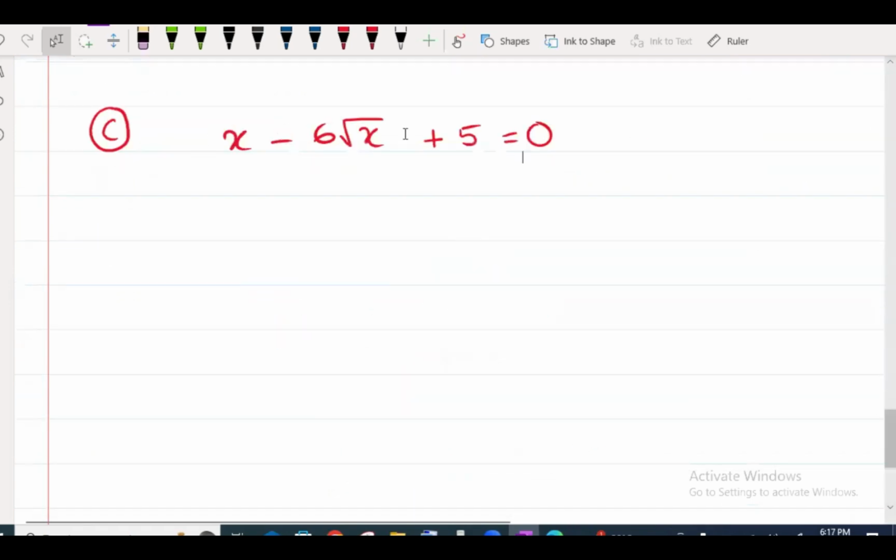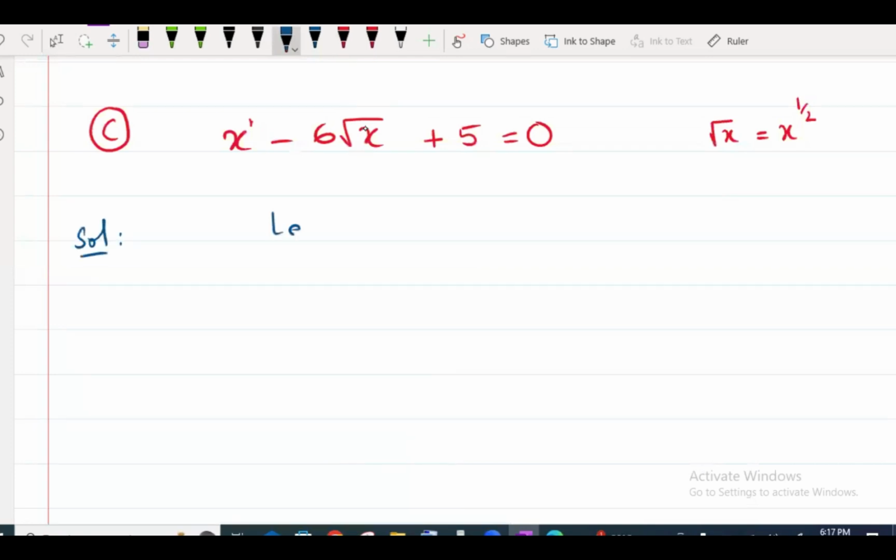In this case, this is power 1, this is power 1, and square root of x is power half. So the smallest power of x is square root of x. Got it? So when you are going to solve this question, you have to assume that the square root of x equals u.